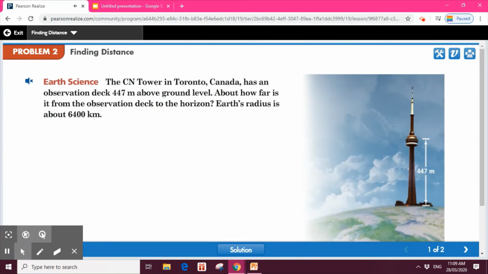In this problem, you will use a tangent to find a distance. The CN Tower in Toronto, Canada has an observation deck 447 meters above ground level. About how far is it from the observation deck to the horizon? Earth's radius is about 6,400 kilometers.